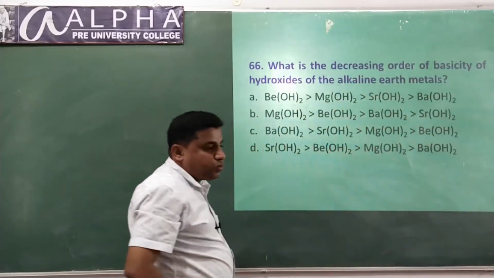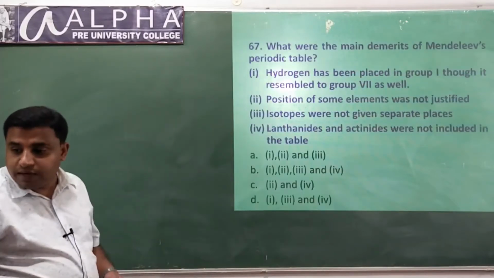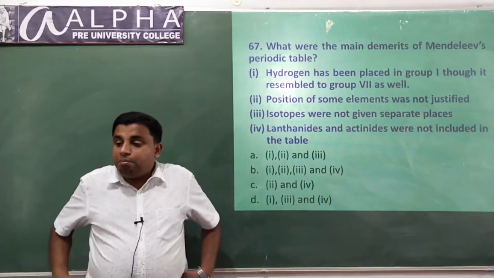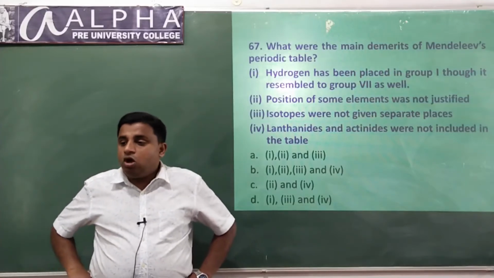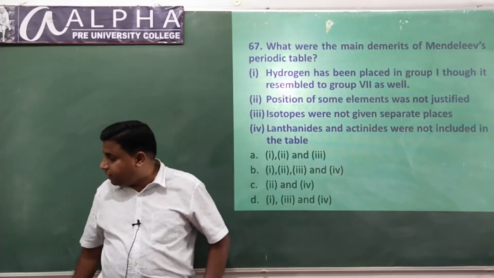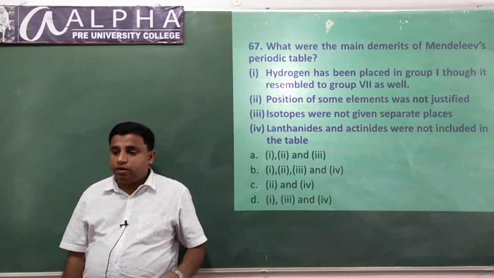We'll move on to the next question, students. What's the next question? It seems to be a big question, but it's a simple question based on Mendeleev's periodic table. What were the main demerits of Mendeleev's periodic table?